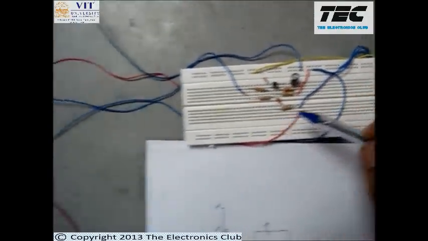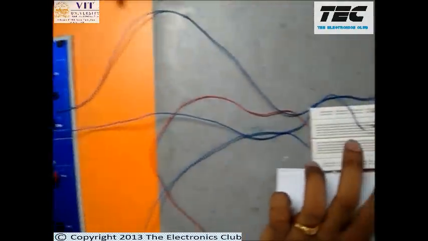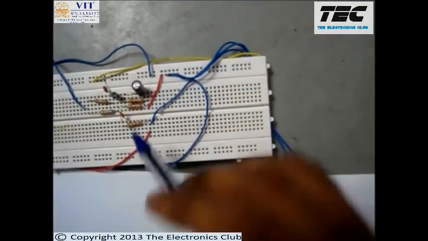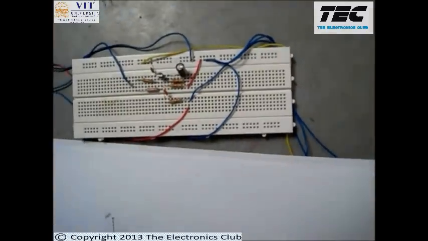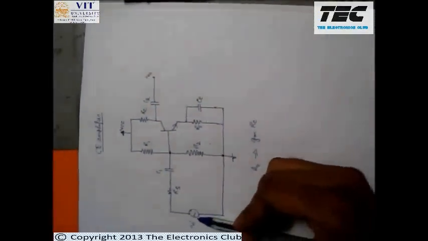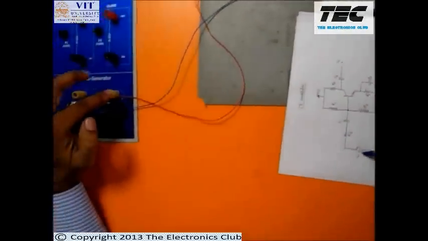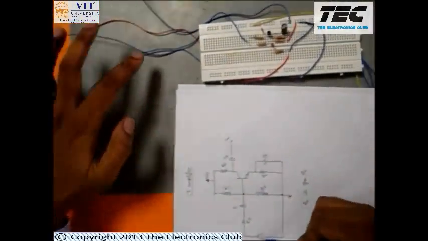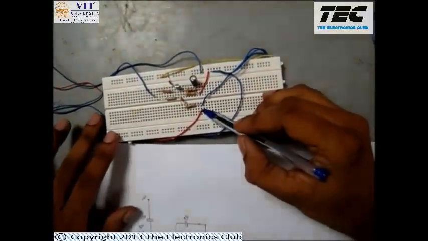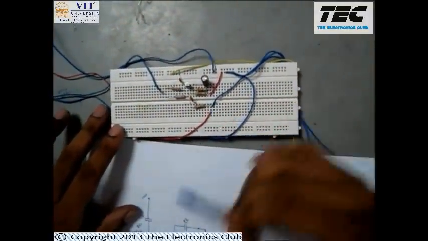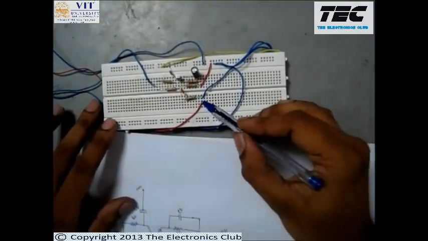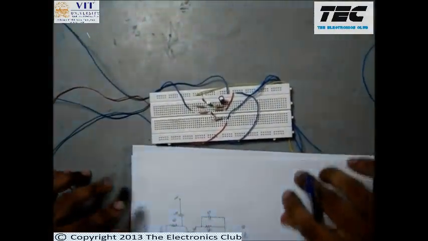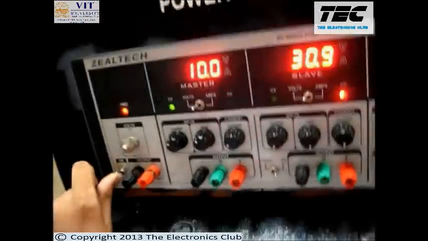and ground is this. The ground, we have connected it here, and we are going to feed an AC signal, a small signal from the function generator. This is the positive of the function generator. We are taking a 100 millivolt signal, and it is fed at this point at the base before the source resistance. Now let's switch on the power supply.